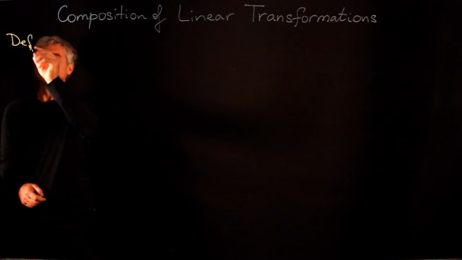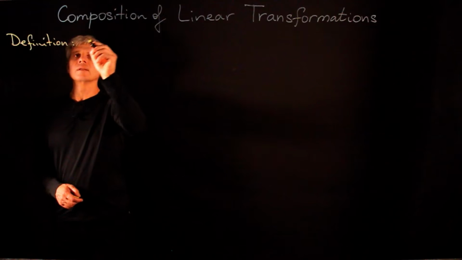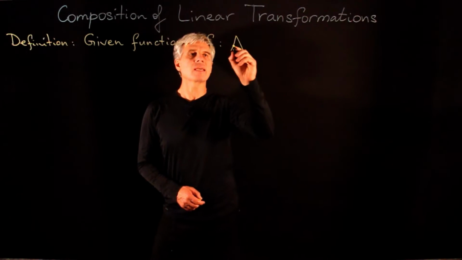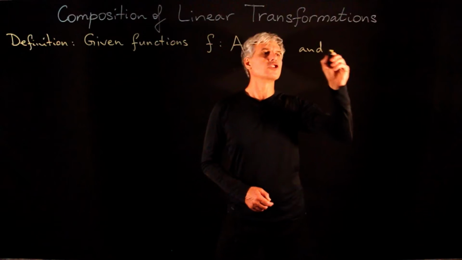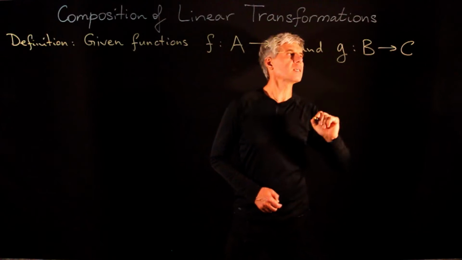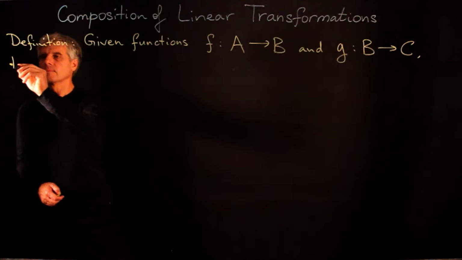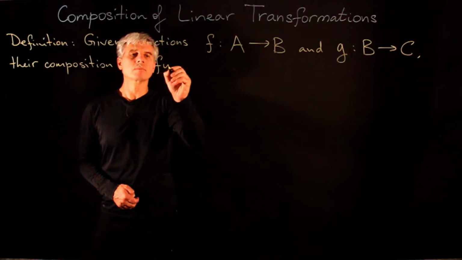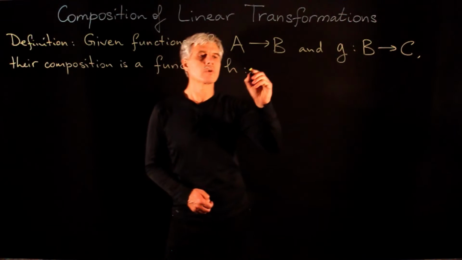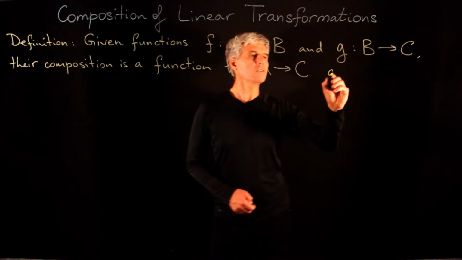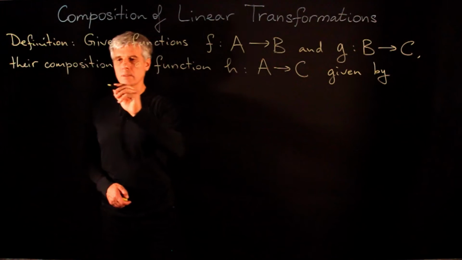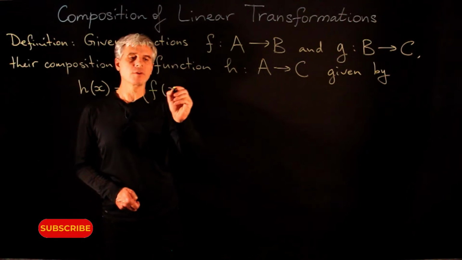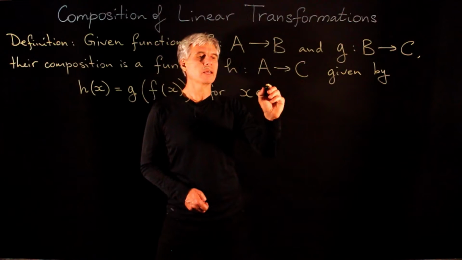So, definition. Given functions f from the set A to the set B and g from the set B to the set C, their composition is a function h from the set A to the set C given by h of x is equal to g of f of x for x an element in the set A.